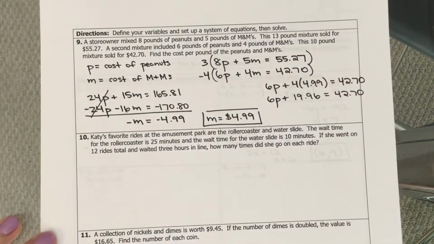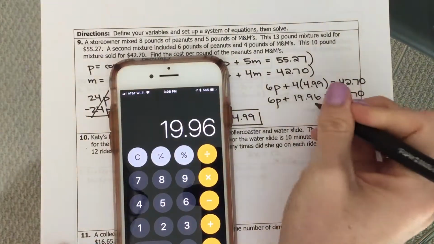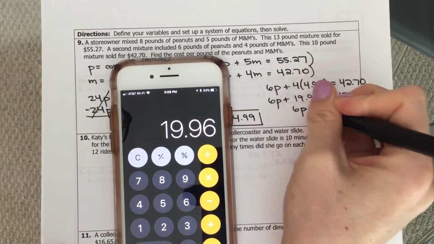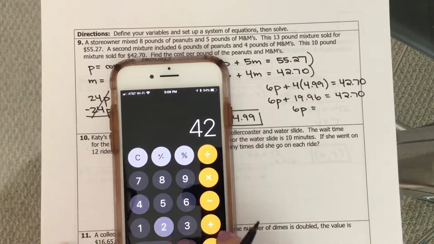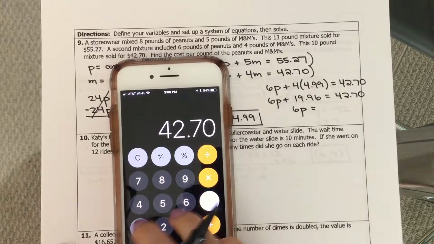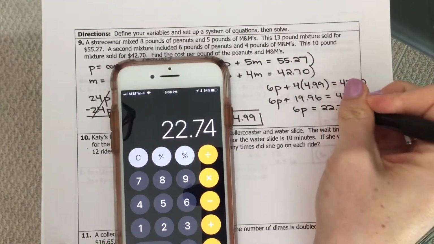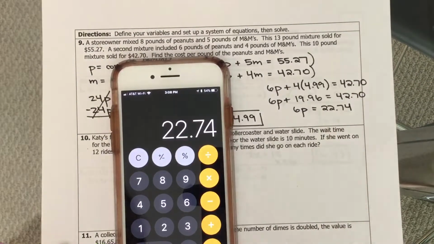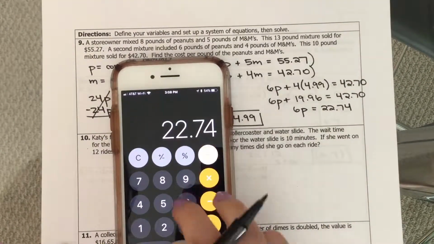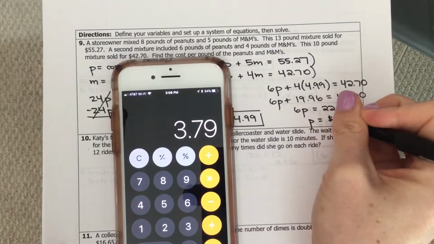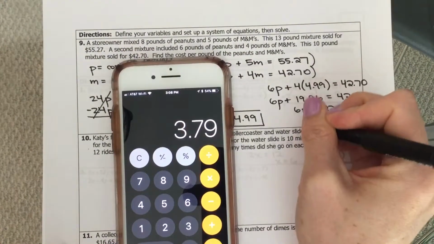Okay, so now we're trying to solve for p. So what I'm going to do is subtract that 19.96 from both sides. When I do that, I get 6p by itself. And then I have 42.70 minus 19.96. That gives me 22.74. And then to get p by itself, I would divide both sides of the equation by 6. So if I divide that number by 6, I end up with 3.79. And again, that would be a dollar amount.